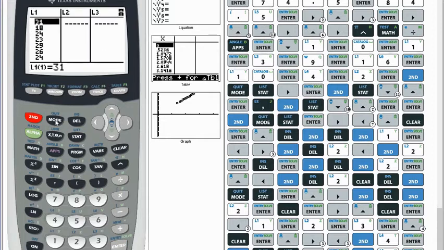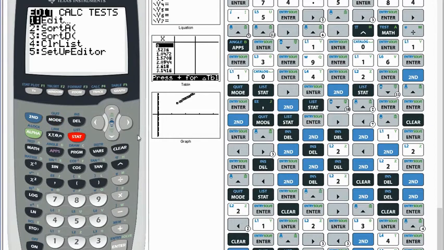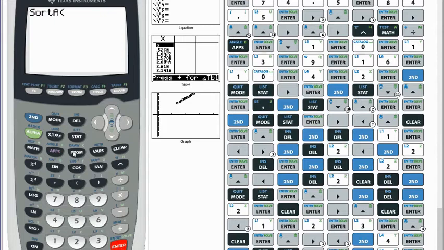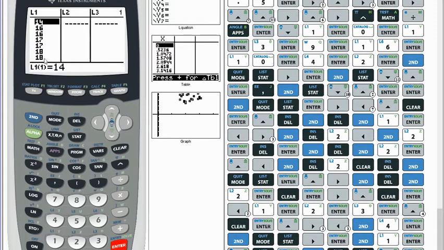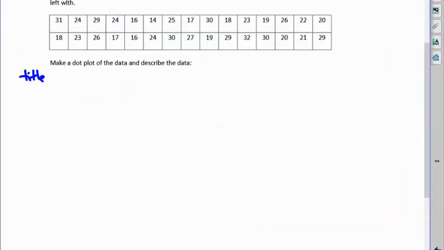Wait, no, sorry, I didn't want to do that. Stat, Sort. Okay, I'm going to sort it ascending. And it says, what do you want to sort ascending? I say, well, let's sort list L1 ascending. Now I'm going to look at what list L1 looks like. And here it is. Look at how those numbers are now going up in ascending order. And that's going to make it easier for me to graph this on my paper. So you have this in front of you. I actually have it in front of me on a separate calculator.